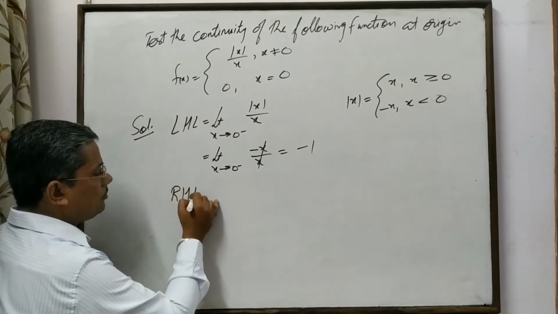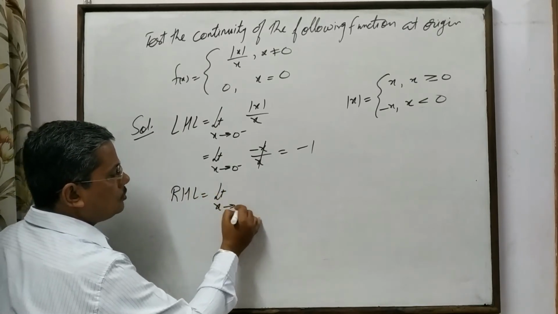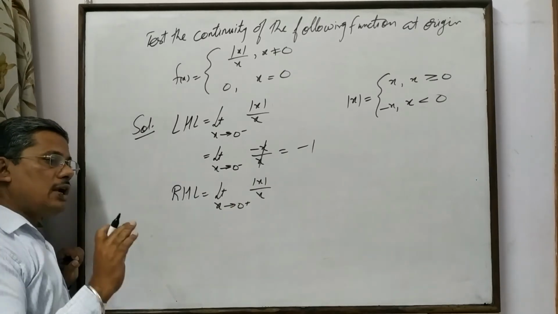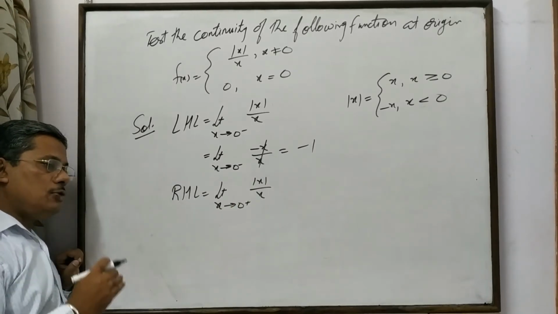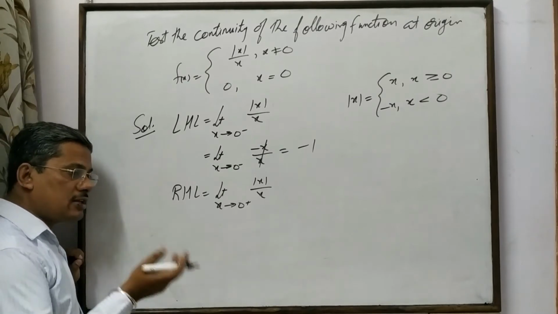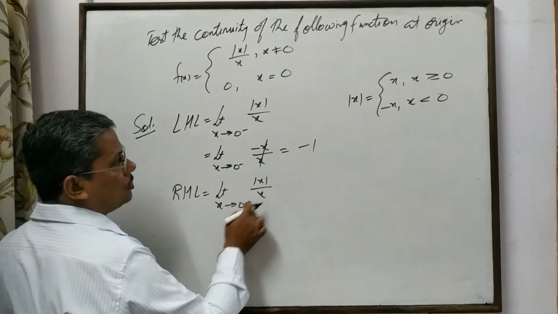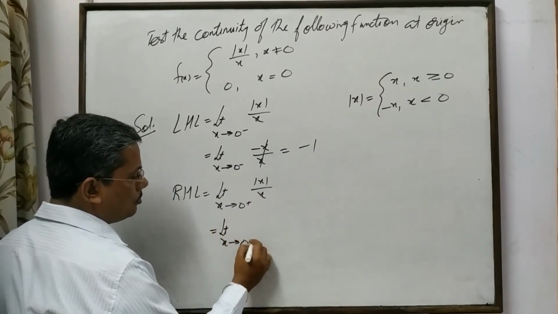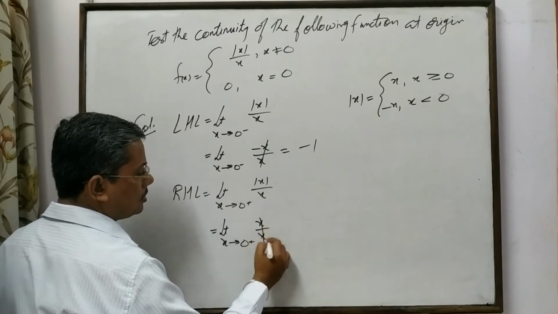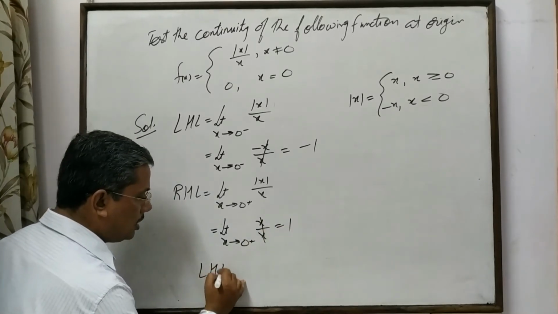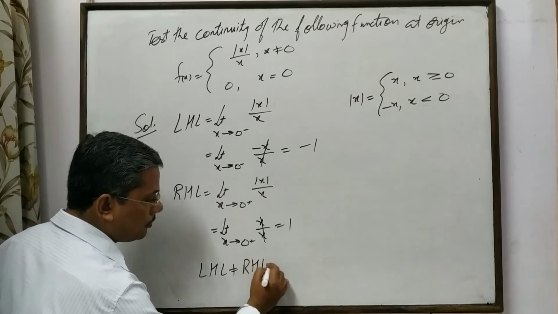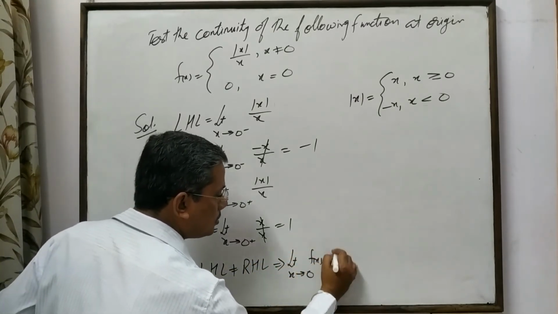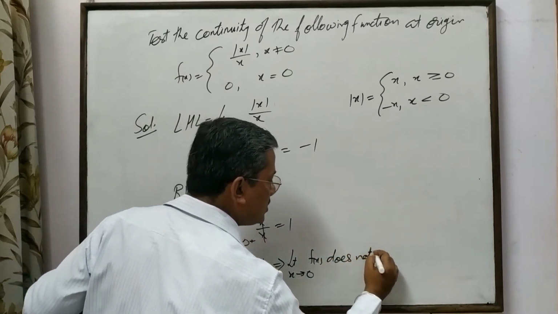What about right hand limit? This is limit x tend to 0 positive mod x upon x. 0 plus something. So you added something to 0. So when you add something to 0, the value of x will be greater than 0. When x is greater than 0, then mod x will be equal to x. So limit x tend to 0 positive x upon x comes out to be 1. Left hand limit is not equal to right hand limit, implies limit x tend to 0 f of x does not exist.